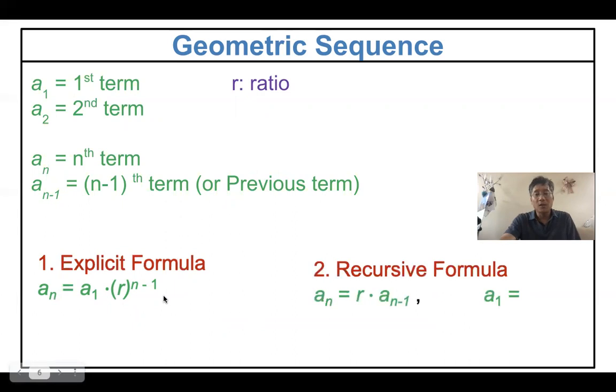But for the recursive formula, again, to get the nth term, what do you do to the previous term? You multiply the previous term by r, the common ratio. That's the meaning of the recursive formula. So r times the previous term, which is A n minus 1. But you should know what the first term is. Always when you write down the recursive formula, you should write An equals r times A n minus 1, and then you should let us know what the first term A1 is, and that's it.